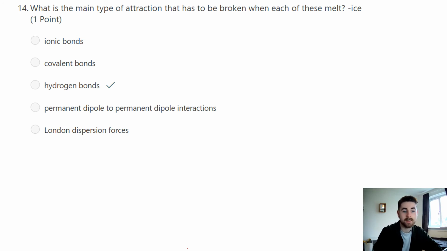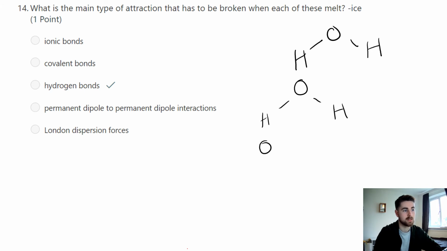Okay, we're talking about ice here, and ice is H2O, water. So if I draw a few water molecules, I arrange them like this. The reason I'm arranging them like this is because that's how water molecules are arranged in ice, that crystalline structure in ice. So what we have here in a water molecule is obviously a polar molecule, with the oxygen being partially negative and the hydrogen being partially positive.